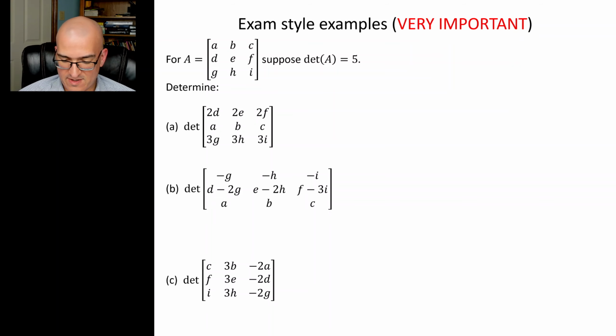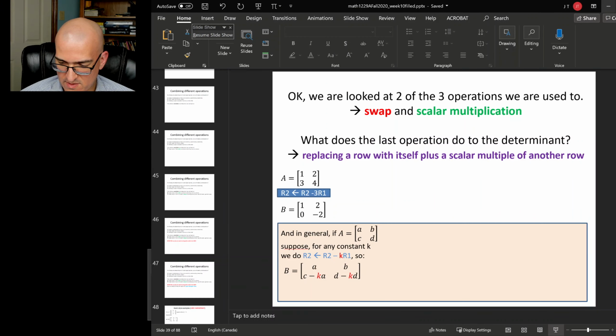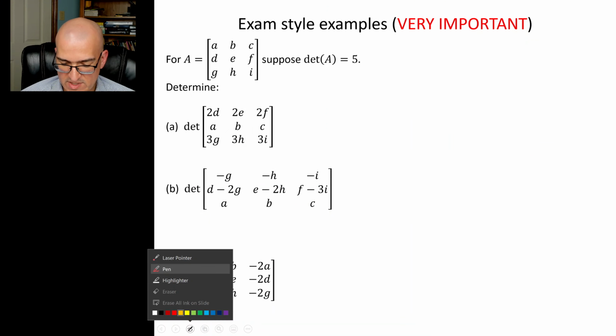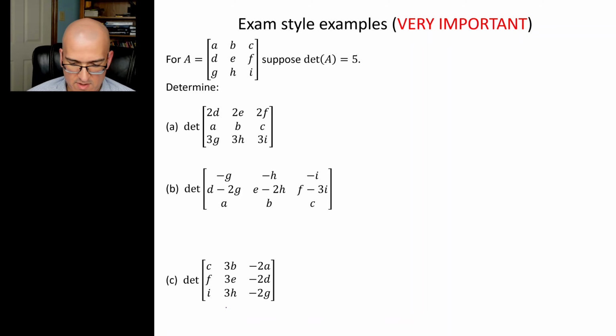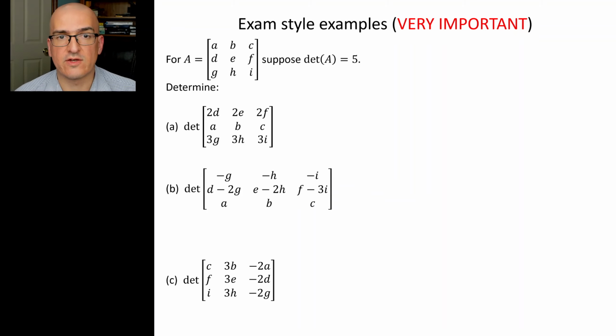All right, here we go. When you don't have the secret method, what are you going to do? You're going to use these shortcuts. We're told that this matrix A, full of letters A, B, C, D, E, F, G, H, I, has a determinant of 5. And we're asked to find the determinant of these other matrices. So our goal is to convert each of these into the matrix A using row operations.